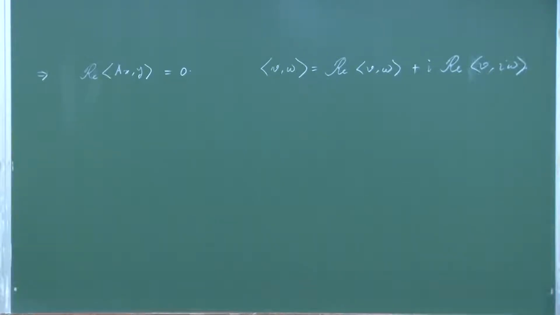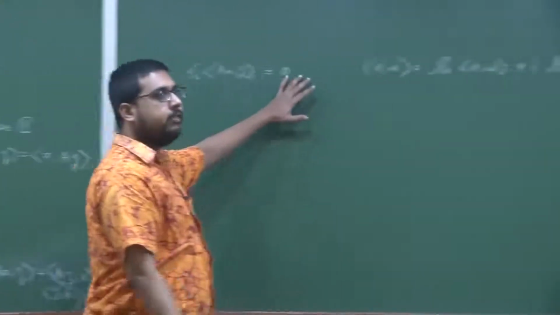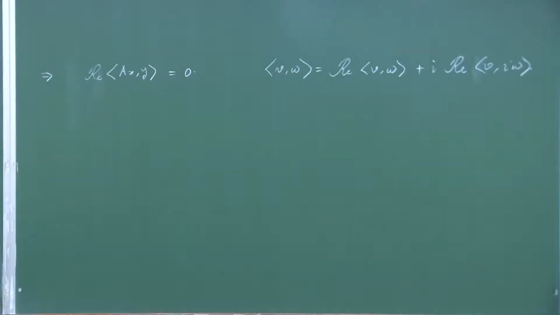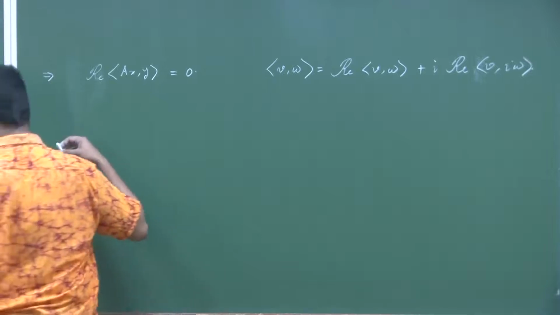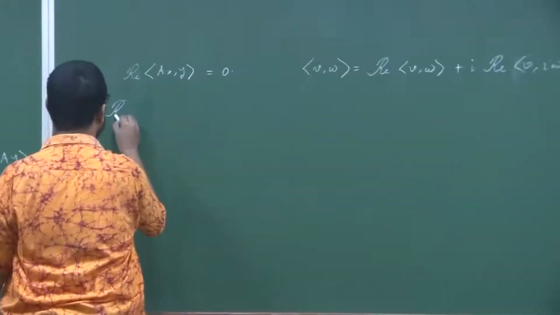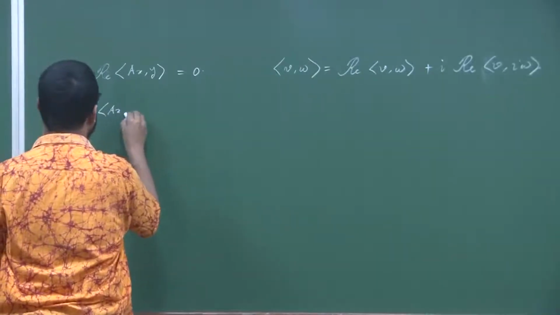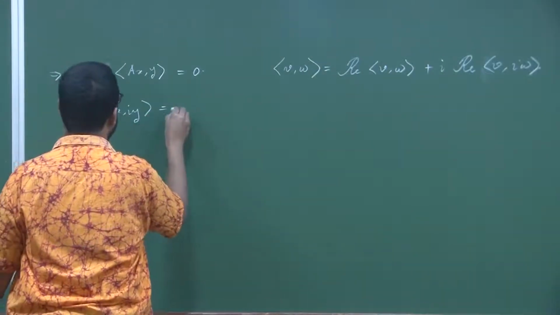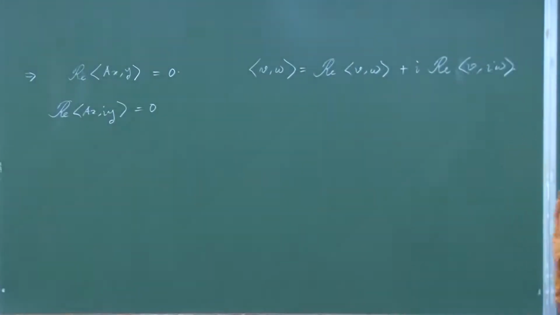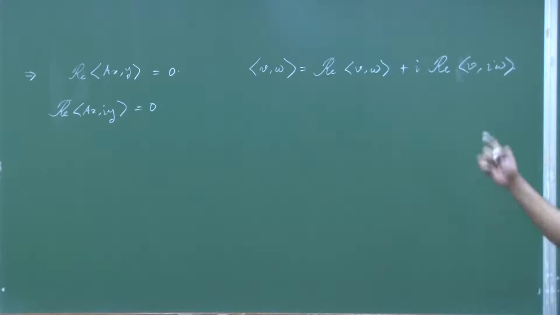So, therefore, if the vector space is over R, then you do not have anything to do. If it is over C, then you need to work a little bit. Since this holds for any x and y, this will also follow from that, right. For any x and y this holds. So, for any x and iy this will also hold, and that will imply inner product of Ax with y is 0. Okay. So, this is a proof for that.